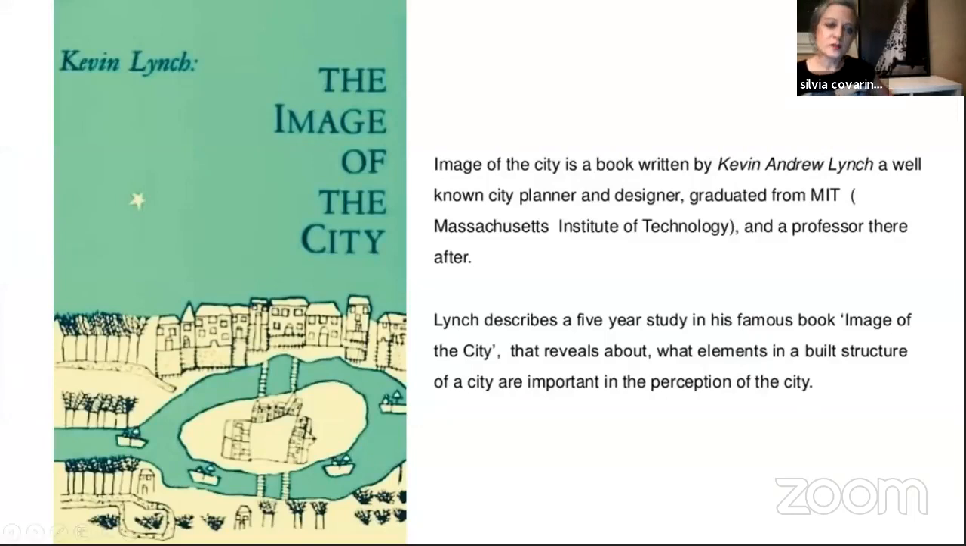Well, I decided to start from Kevin Lynch. It's a quite fundamental reference for each architect and designer. It's based on 1960, and the publication is like a pillar of our background as an architect. It's a description of the image of the city, and we are going to touch this point now.